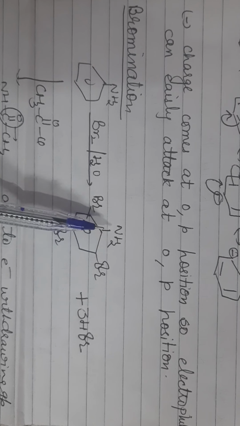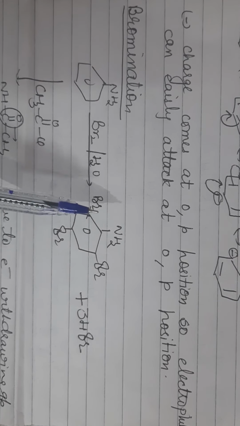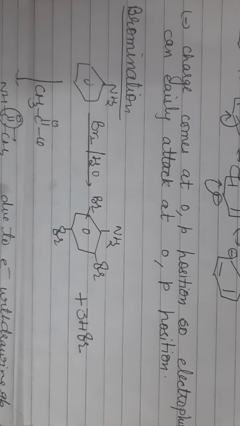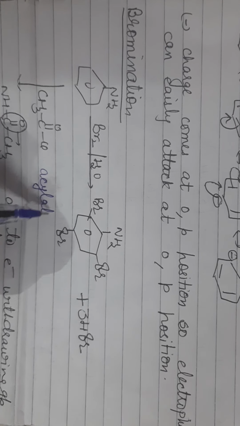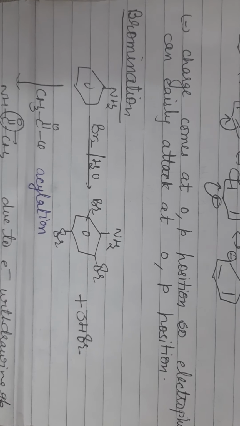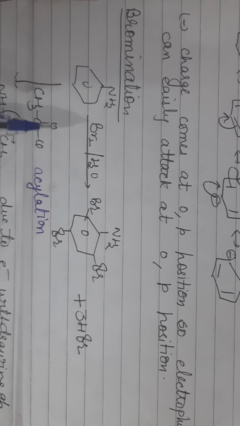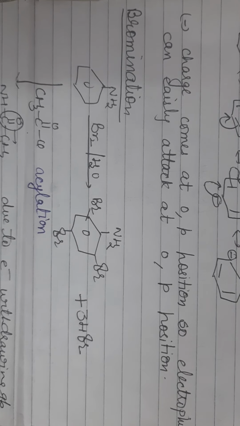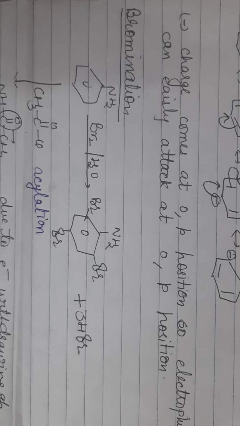But if we want to get a single bromoaniline, then what do we have to do? So first we do acylation. This reaction is called acylation. Here we first treat aniline with acetyl chloride. So aniline undergoes acylation reaction and we get N-acetyl aniline.